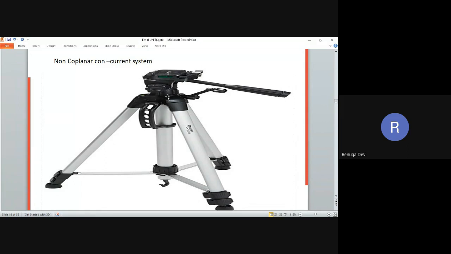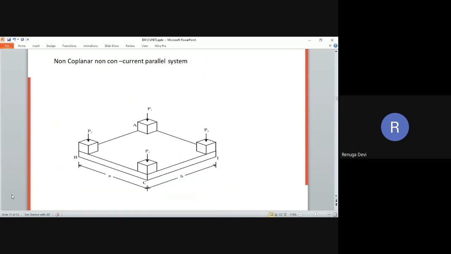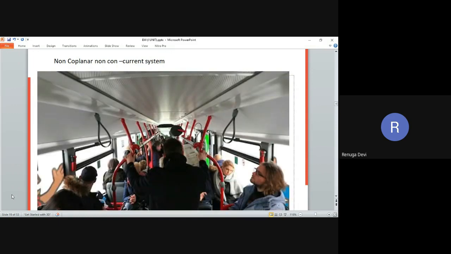So you can say that non-coplanar concurrent system. So the tripod of a camera comes under this non-coplanar concurrent. That means concurrent. So at this particular point, all the forces are acting together and the planes are different. You just see here. And now non-coplanar non-concurrent. One more example here. The previous one I have shown here, non-coplanar non-concurrent.